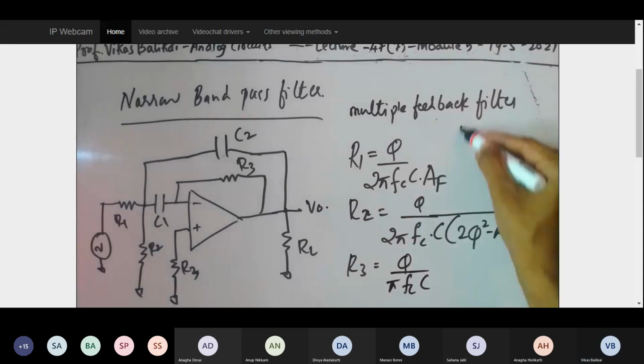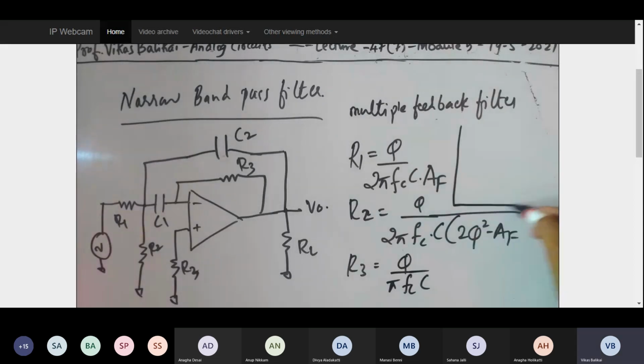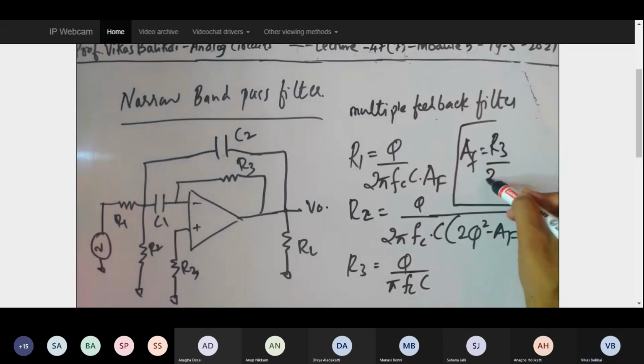And AF here, because it is connected to the inverting terminal and it has multiple feedback, will not be the same value that we have learned in the previous few classes. It will be R3 divided by 2R1. So this is my AF.